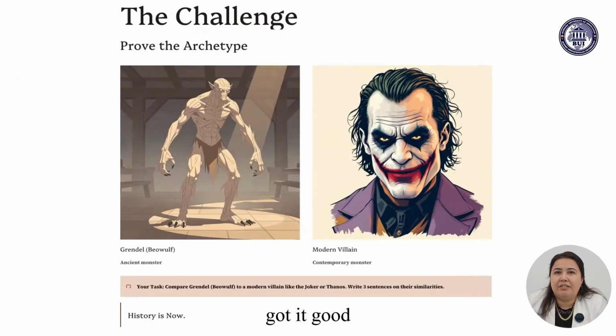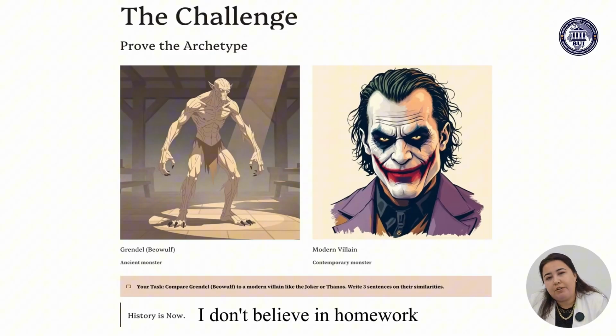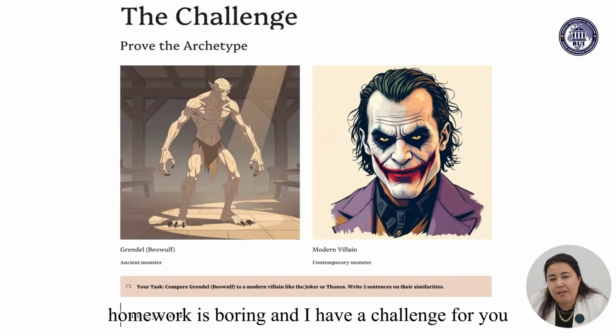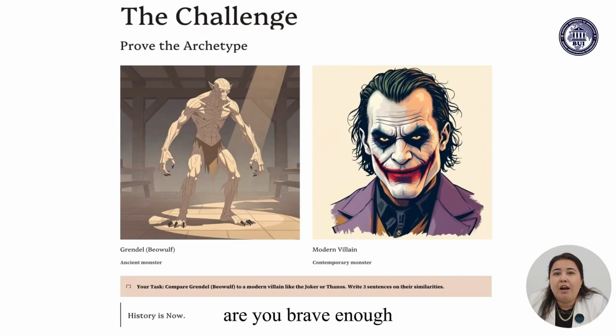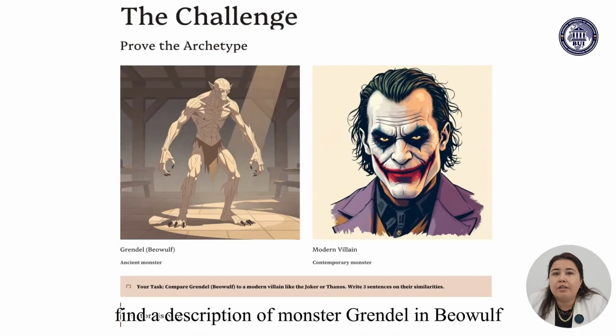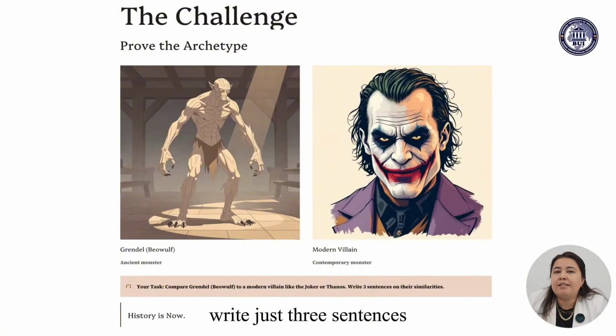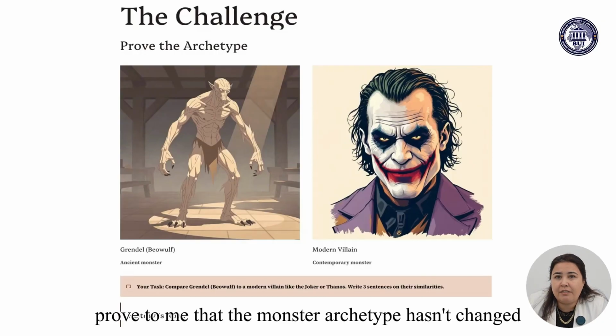Got it? Good. Now, let's stop talking and start doing. Honestly, I don't believe in homework. Homework is boring. And I have a challenge for you. Are you brave enough? Open Boynazar's World Literature to the section on Anglo-Saxons. Find a description of the monster Grendel in Beowulf. Compare it to a modern villain like Joker or Tennis. Write just 3 sentences. How are they similar? Prove to me that the monster archetype hasn't changed.